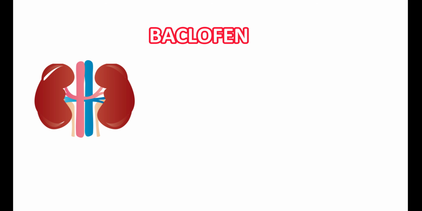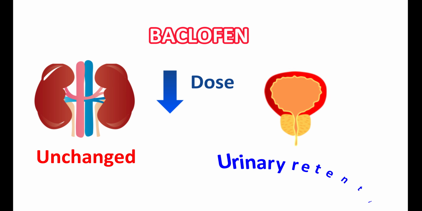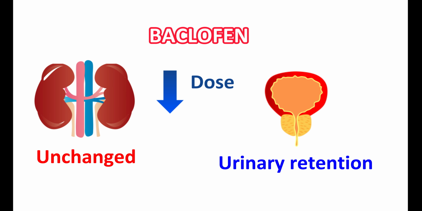Effect on renal impairment. Baclofen is mainly eliminated from the body through the renal system. It is excreted unchanged. Therefore, in people with renal impairment, Baclofen may accumulate in the body, leading to toxic effects. That's why, based on the severity of renal impairment, the dose of Baclofen should be reduced. Baclofen may cause urinary retention. It also increases the urinary frequency with incomplete emptying of the bladder. So in people with any urinary obstruction, this drug may further increase the urinary retention. Therefore, in such people, Baclofen should be carefully given.